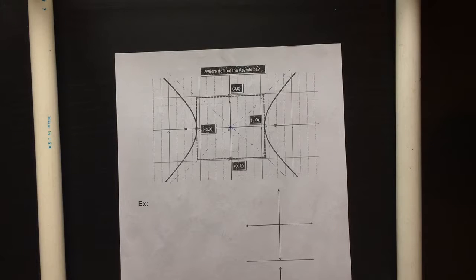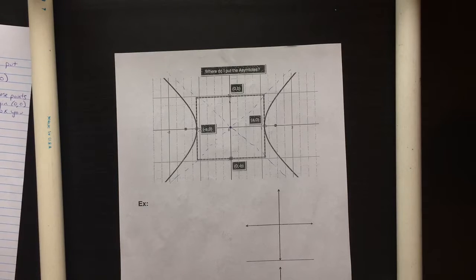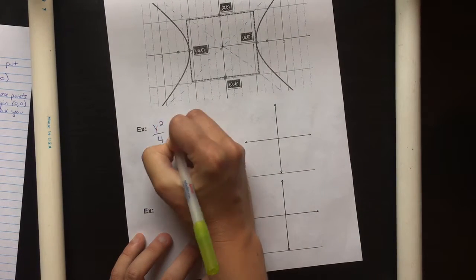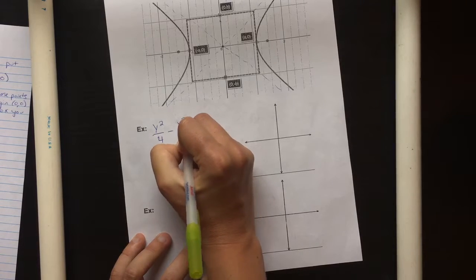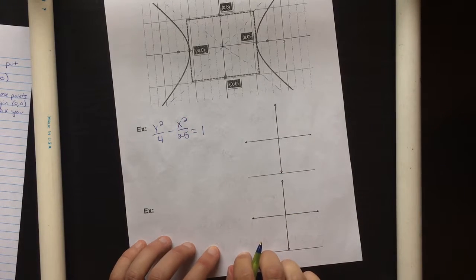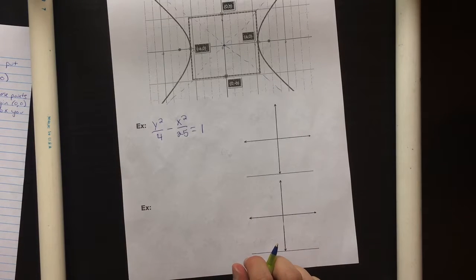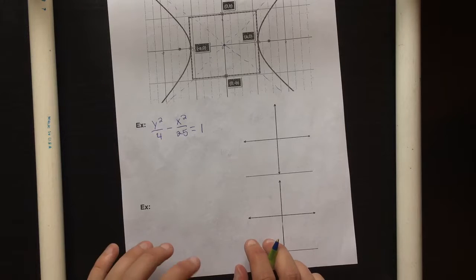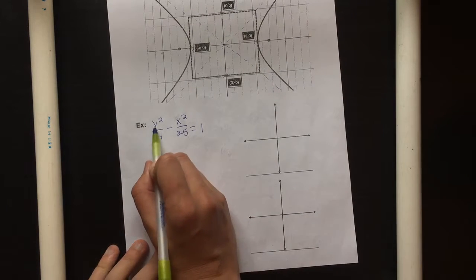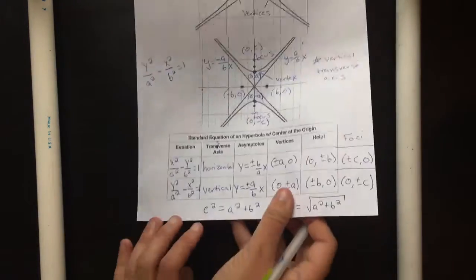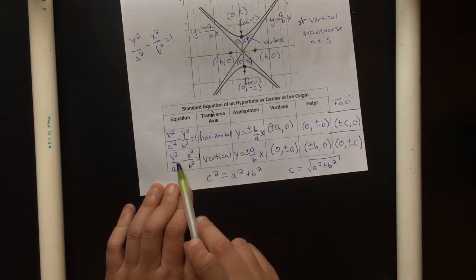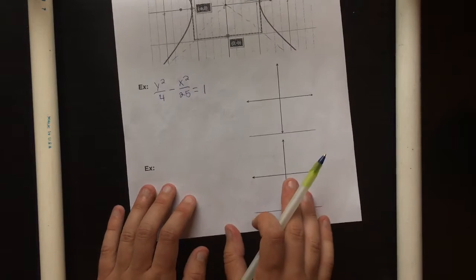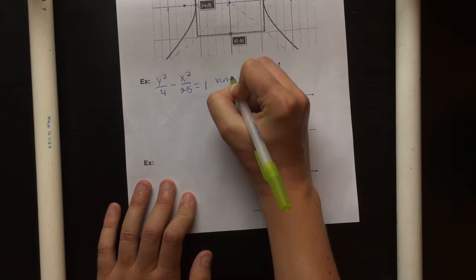All right, we do have an example. So we have y squared over 4 minus x squared over 25 equals 1. Now we might need to look at our chart to figure out if this is going to be vertical or horizontal. So we have y first and then x. So let's go look at our chart. And that looks more like this one. So it's going to be vertical.